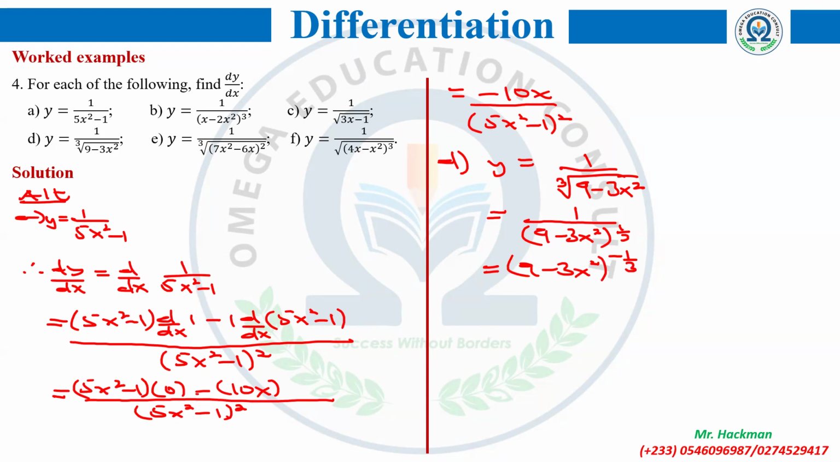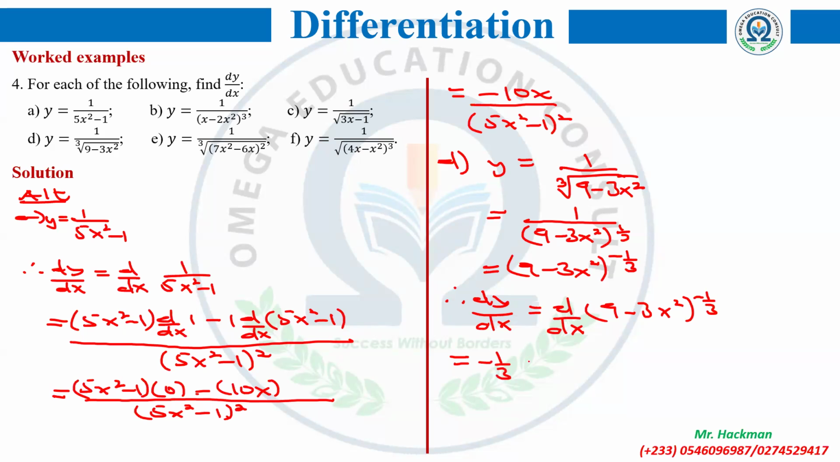Okay, so now I can use the chain rule, or the composite function rule, and take d dx of that. So I write d dx of y, which will give me dy dx, is equal to d dx of 9 minus 3x squared, all to the power minus 1 on 3. At this point, we know to bring the power down, minus 1 on 3.